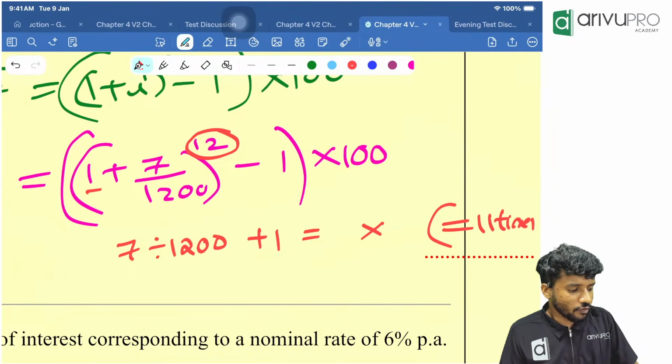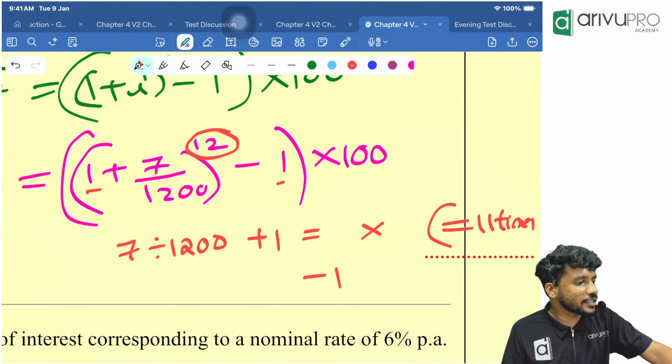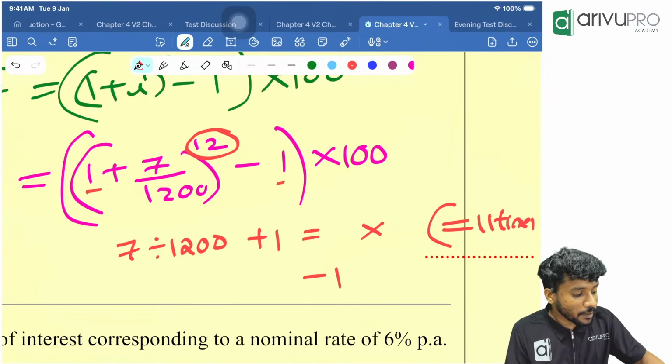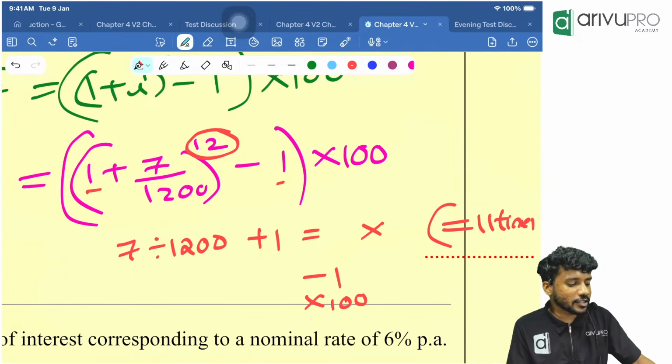1, 2, 3, 4, 5, 6, 7, 8, 9, 10, 11. Then what, people? Minus 1. I am reducing this by 1. Then finally what, people? Multiply it with 100. How much is the final answer you are getting, people?